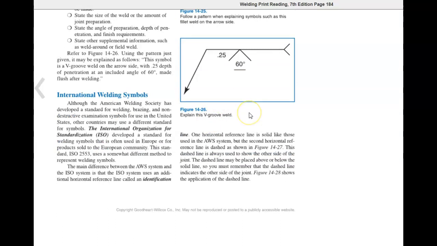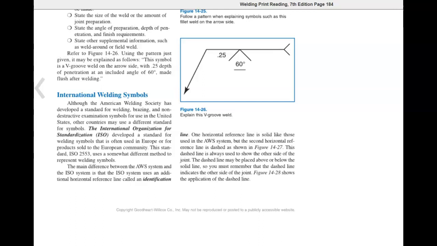International welding symbols. Although the American Welding Society has developed a standard of welding, brazing, and non-destructive examination symbols for use in the United States, other countries may use a different symbol or a different standard of symbols. The International Organization for Standardization, ISO, developed a standard for welding symbols that is often used in Europe and for other products sold in the European community. The standard ISO 2553 uses a somewhat different method to represent welding symbols.